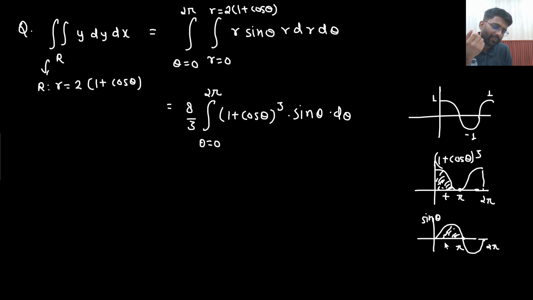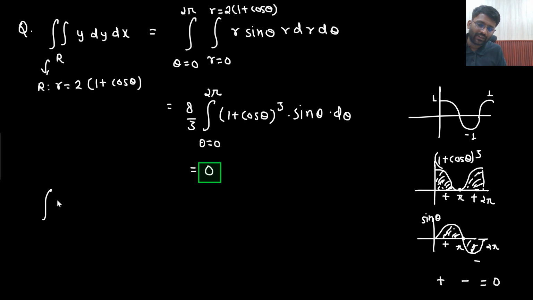Positive area multiplied with positive area will be positive only. Between pi to 2 pi you get negative area. So positive area multiplied with negative area, what will you get? You will get negative area. Positive times positive is positive area, positive times negative is negative area, both will cancel out each other. What is the answer? 0. There you go.